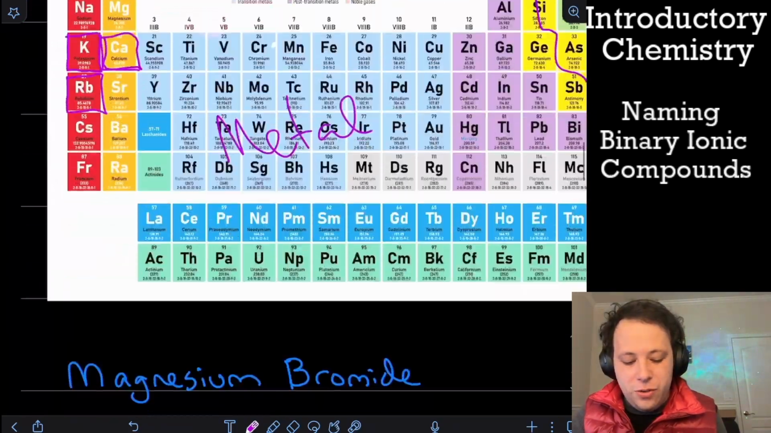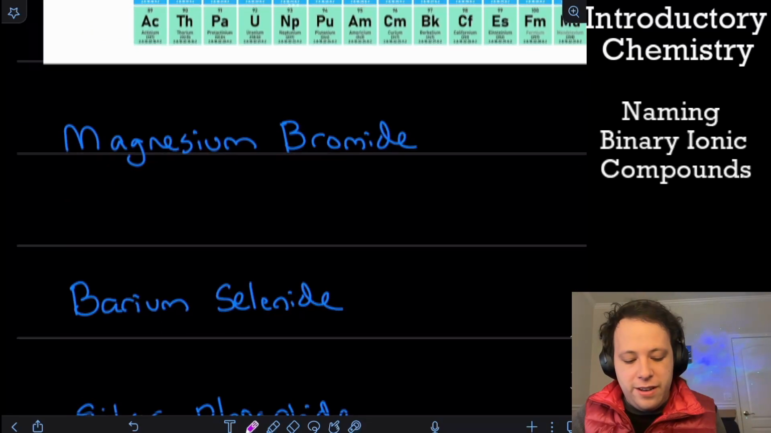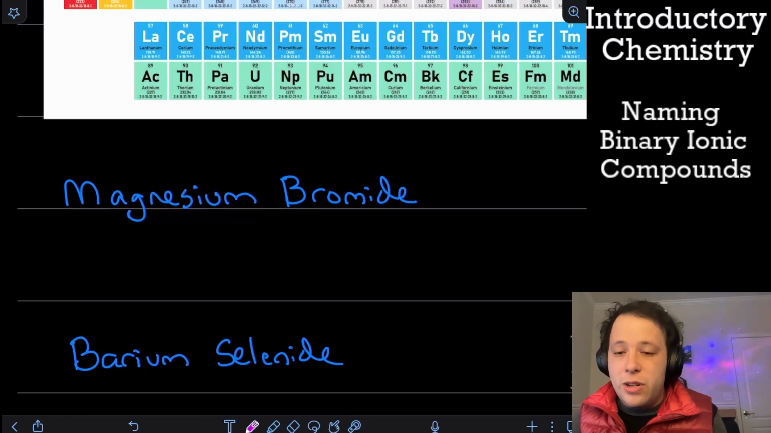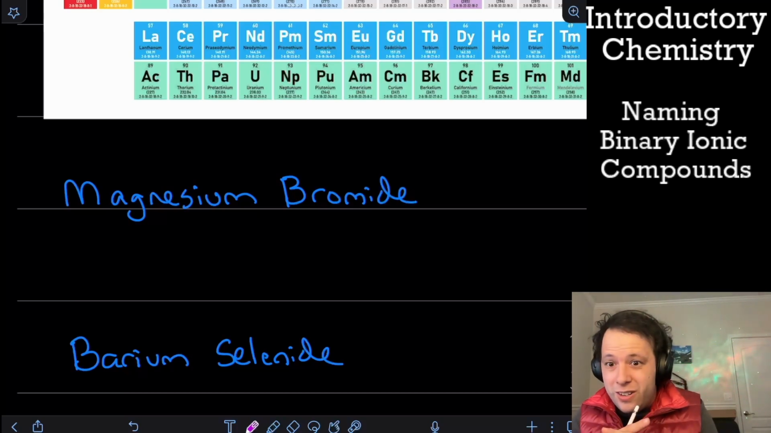All right, what if we go the other way? What if I have just the names, like magnesium bromide? Going backwards, we have to figure out the subscripts for all the different species so that we can cross our charges and practice our swap and drop method.